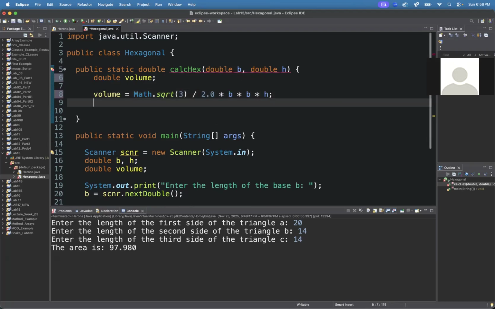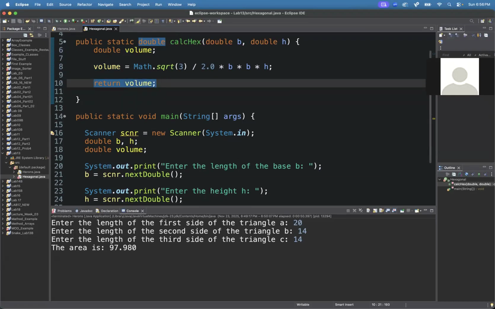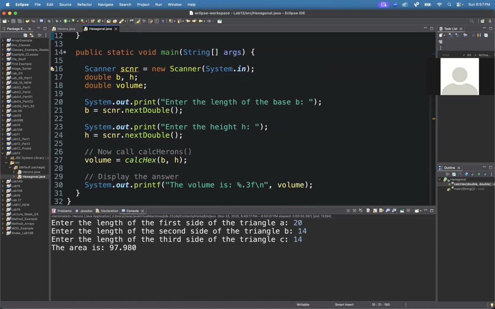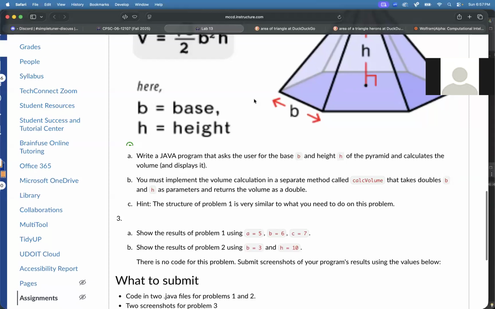There we go. And then we just need to return the volume. And we should be good. Everything should be fine now. We got our formula just straight from the lab manual, the lab page.